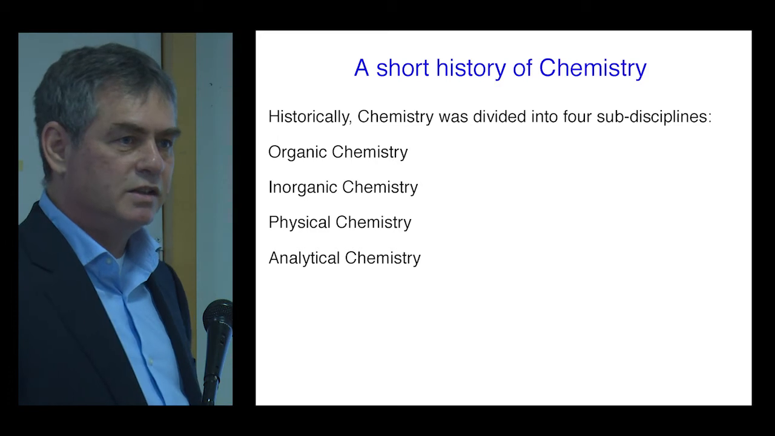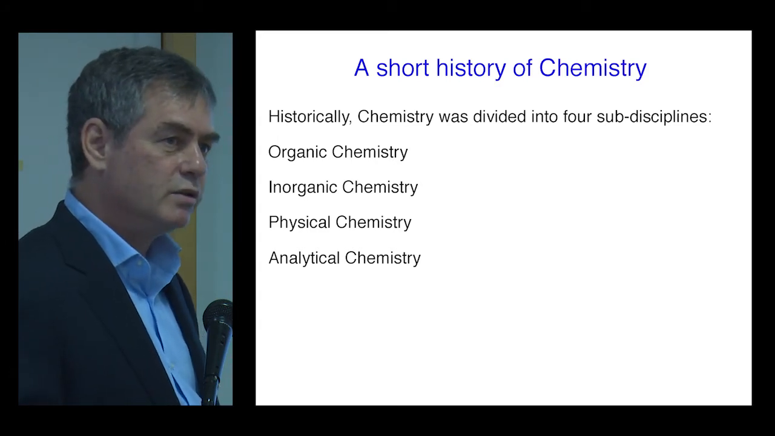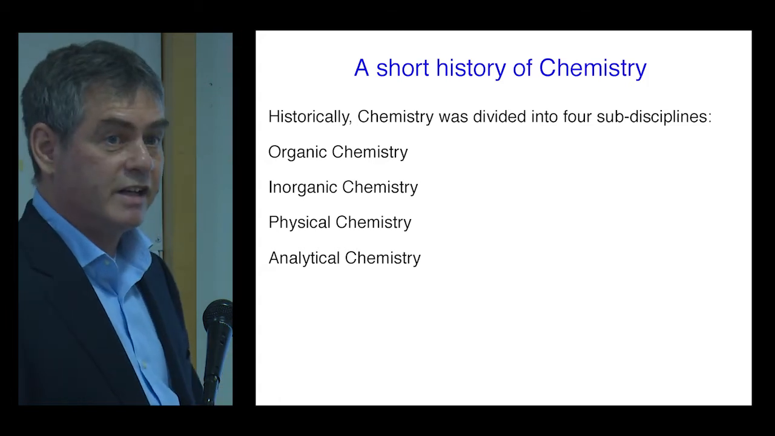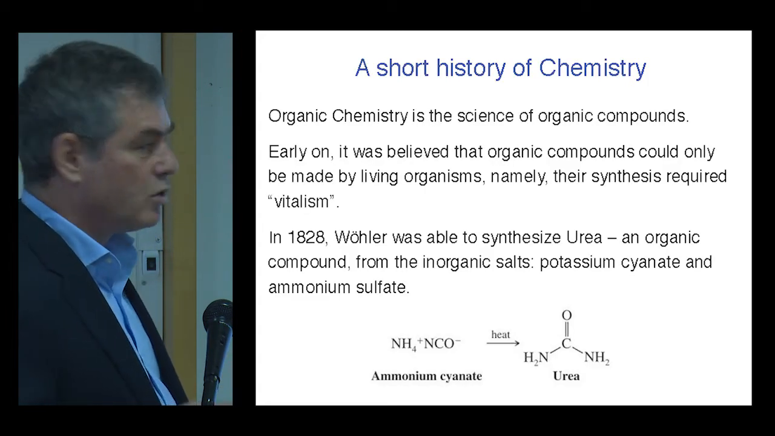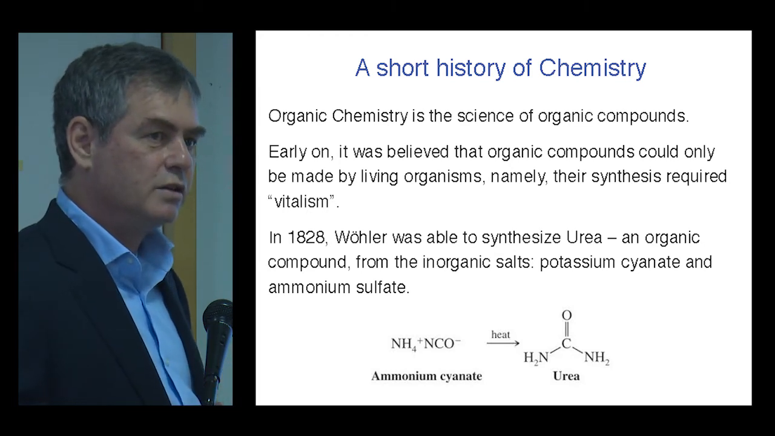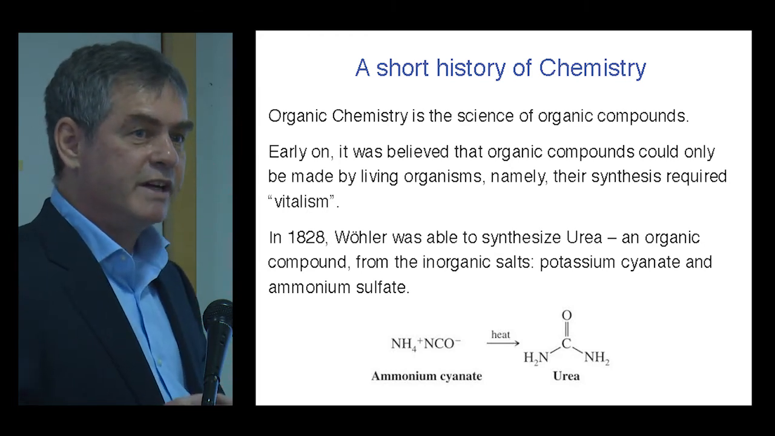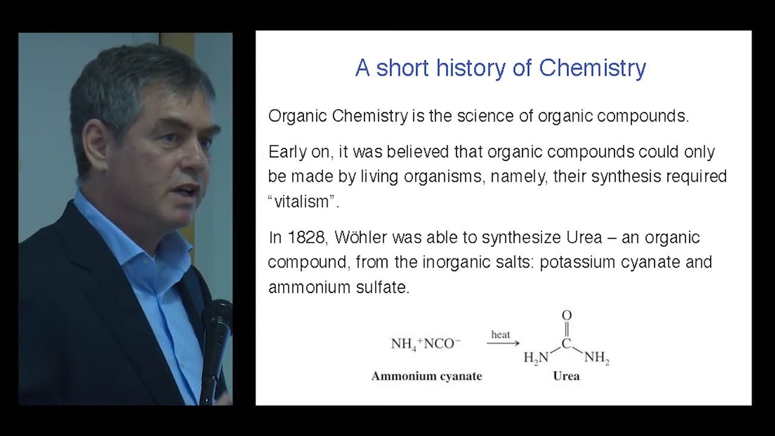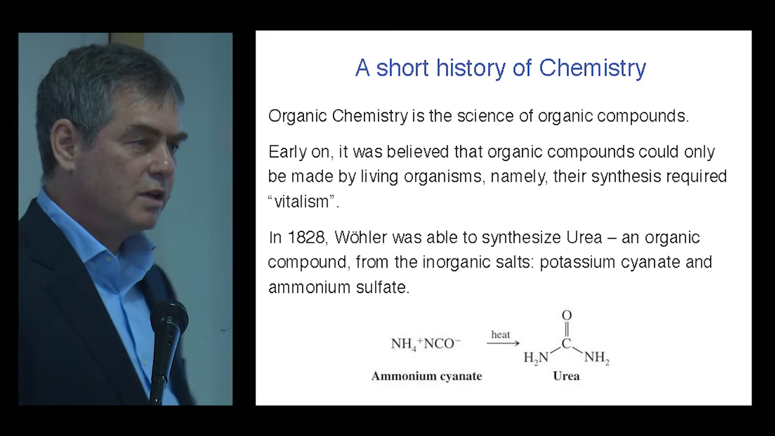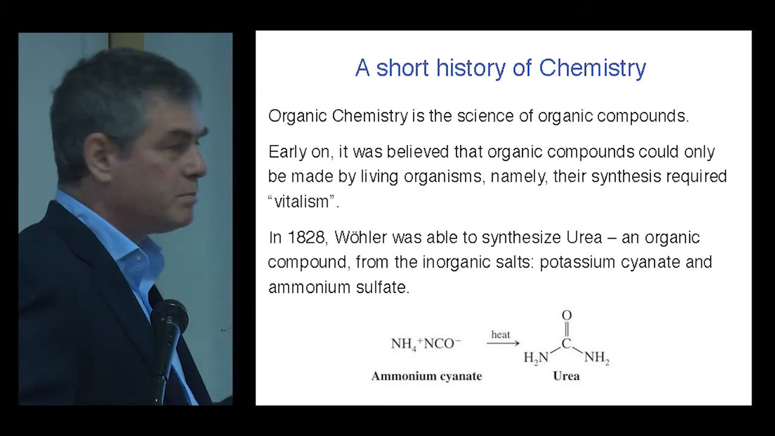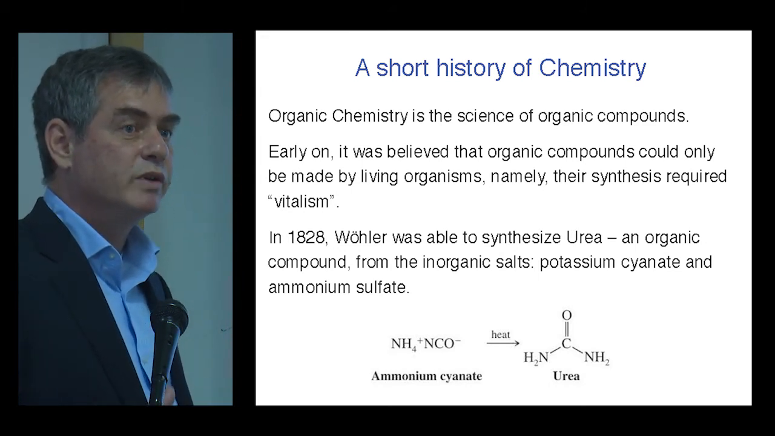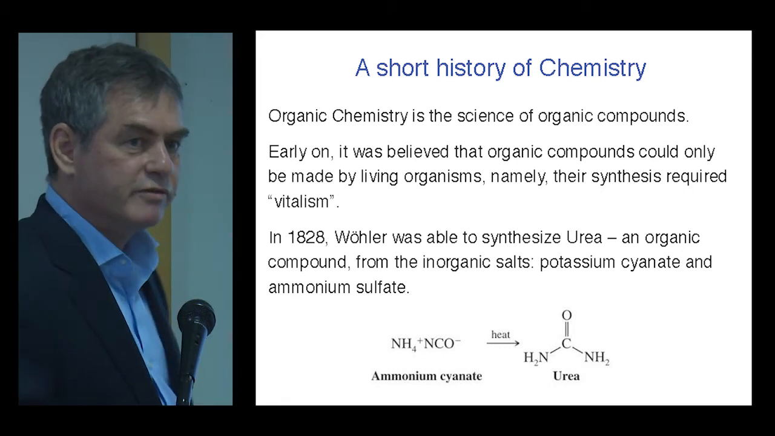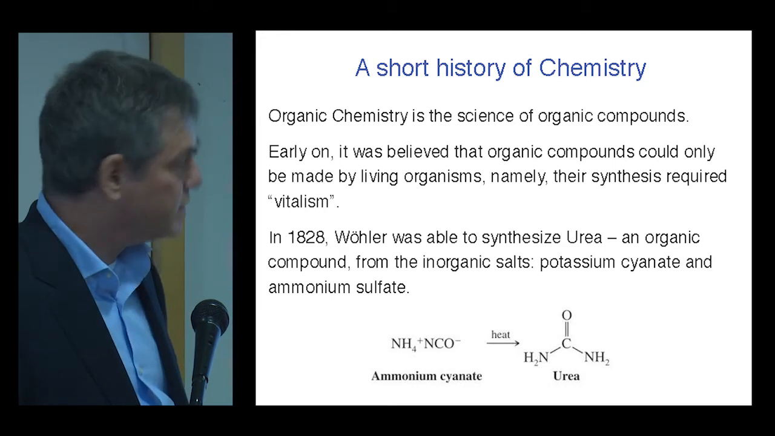Historically, chemistry was divided into 4 subdisciplines: organic, inorganic, physical, and analytical chemistry. And for us, the most important is organic chemistry. Now, originally, it was thought that organic compounds, which make the organic chemistry, could only be prepared by living species. There was some sort of vitalism in organic chemistry, and therefore they could not be synthesized in the lab. But about 200 years ago, an experiment by Wöhler showed that you can make urea. And ever since then, we can make these molecules, which originate in the living world. We can now make them in the laboratory.